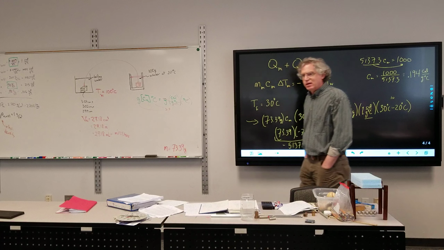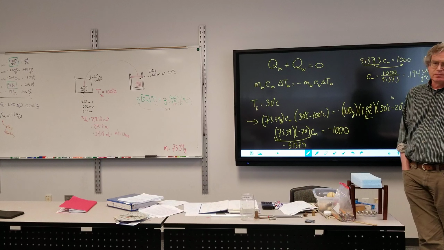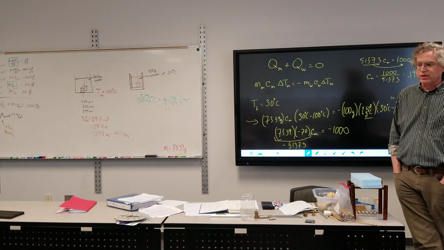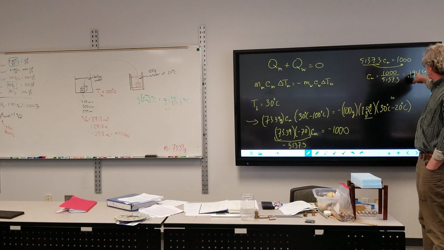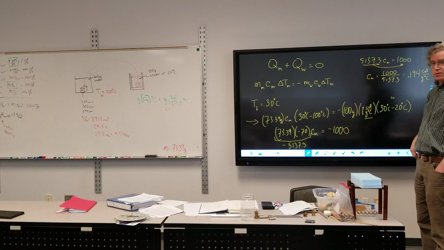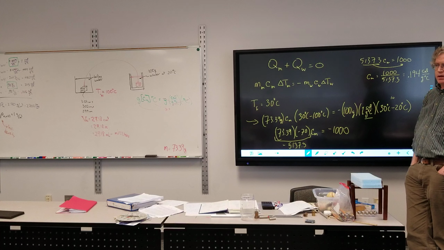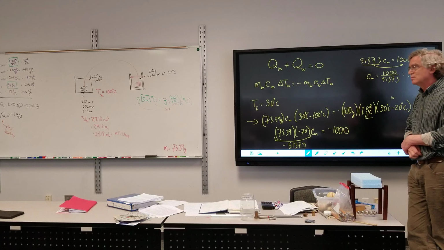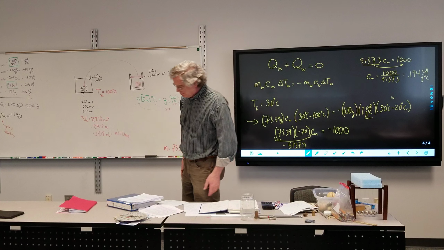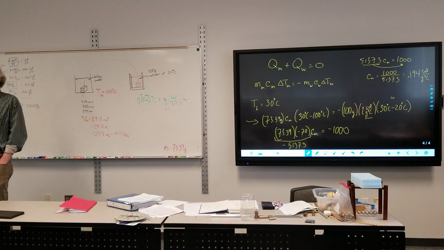So the 0.194 is the amount of energy needed. If it's going to lose temperature, that's the amount of energy that needs to be lost to change 1 gram of the substance 1 degree Celsius. If it's gaining temperature, that's the amount of energy I need to put in to do that. Questions on this?